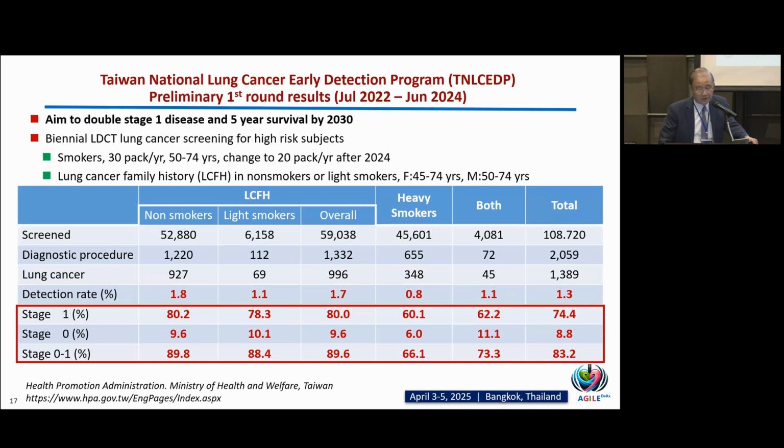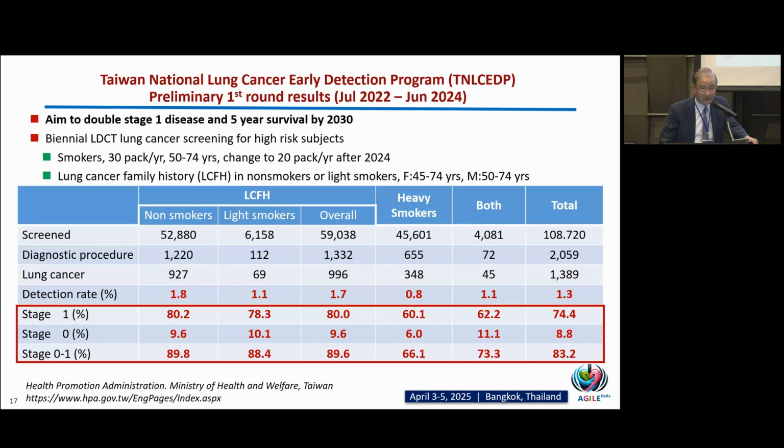This is a biannual low-dose CT screening program. The target groups are smokers with 30 pack-years, and another group is those with a lung cancer family history, especially non-smokers or light smokers. In females, we tend to start screening 5 years younger, from age 45. This is the first 2 years' result. You can see we already screened 108,000 of them. The overall detection rate is 1.3%, and 83.2% are stage 0 or stage 1 disease.